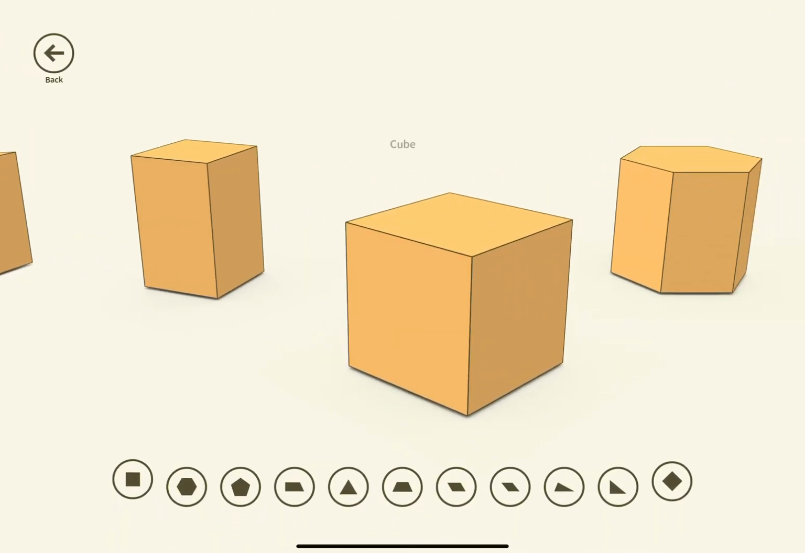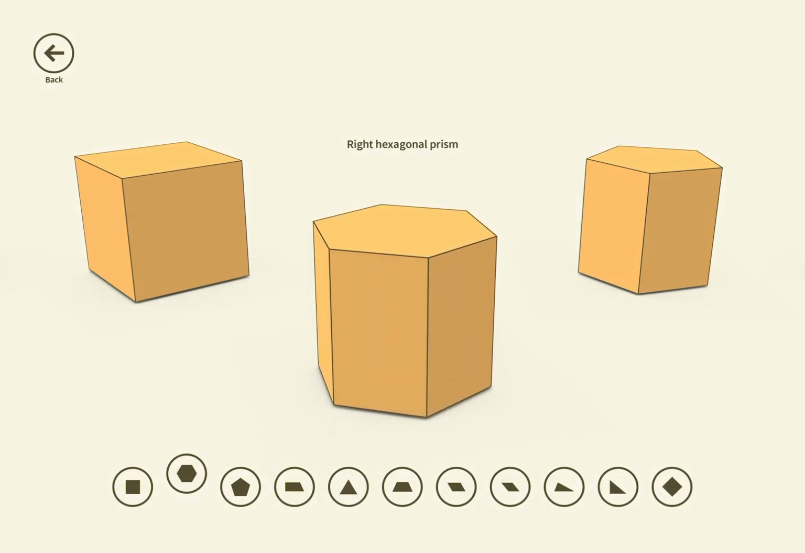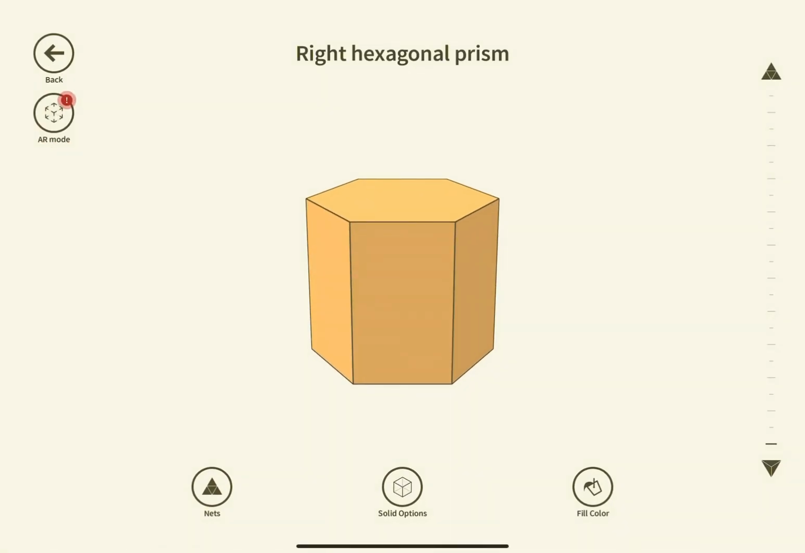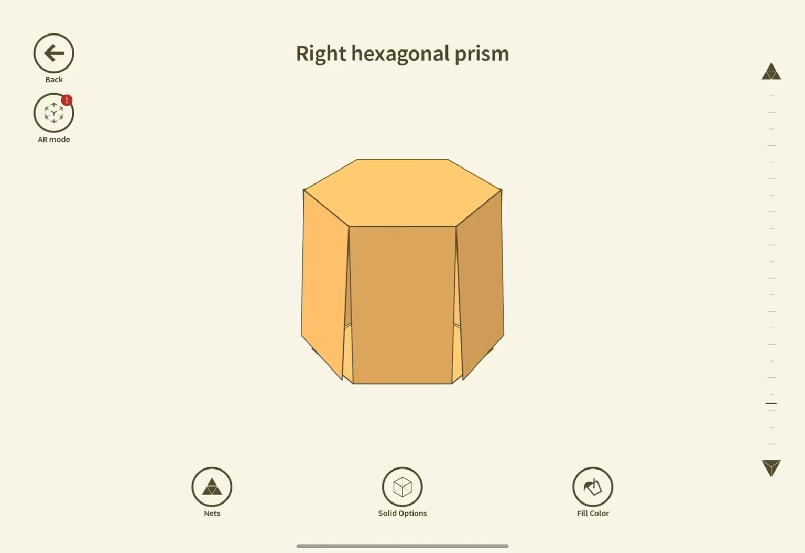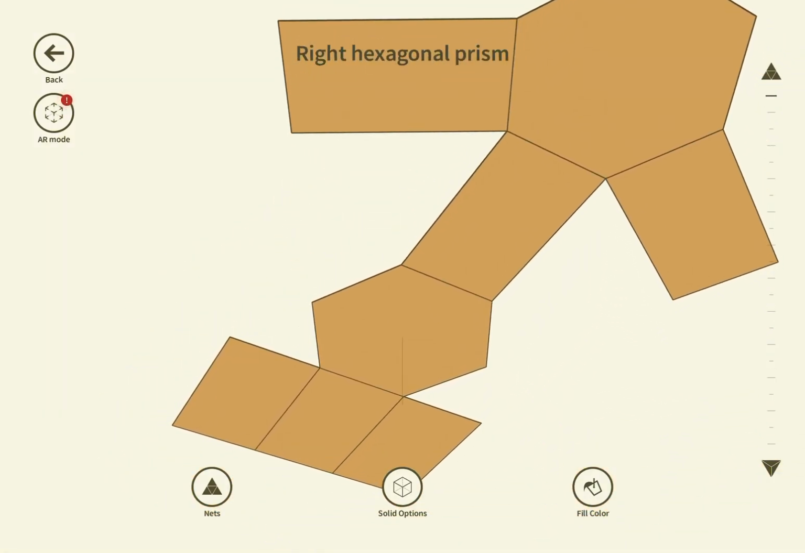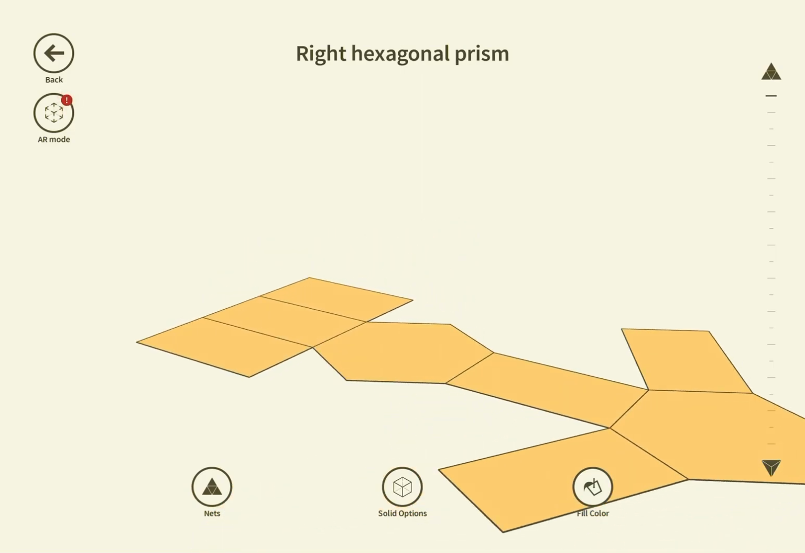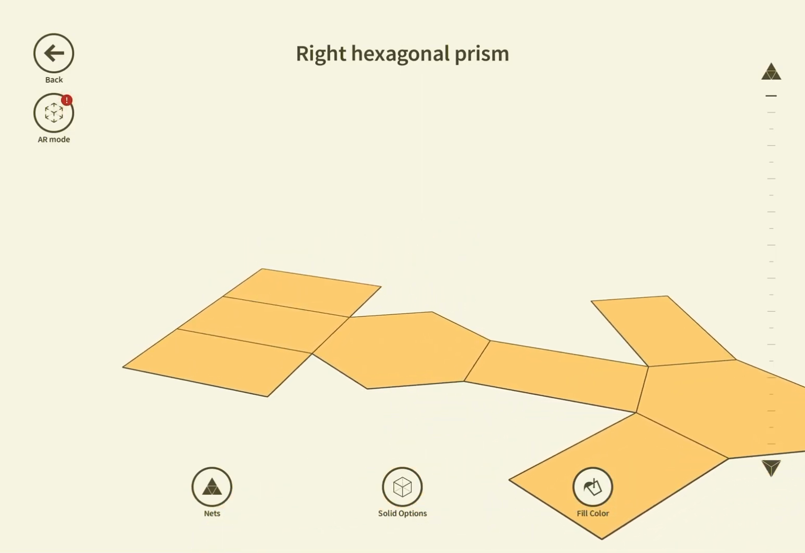So I mean, there's all these prisms here. I could probably make another video just doing this, right? So the right hexagonal prism. Okay, so it has a hexagon at the bottom. We can make the net, right? The net helps you count faces. 1, 2, 3, 4, 5, 6, 7, 8. 8 faces, right? It joins up together.